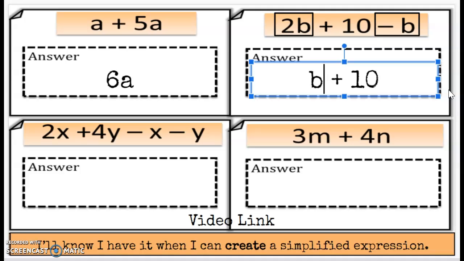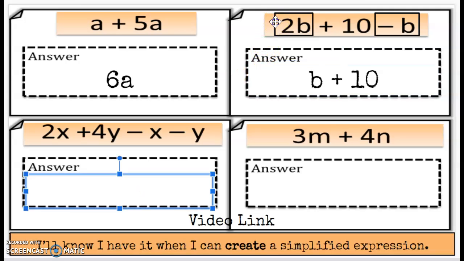Now when you use a space bar, it automatically turns it into a capital. You can leave it capital or you can change it back to a lowercase. As long as you have the b there, that's fine. All right, so now we're going to move down here, and I'm just going to copy and paste this.